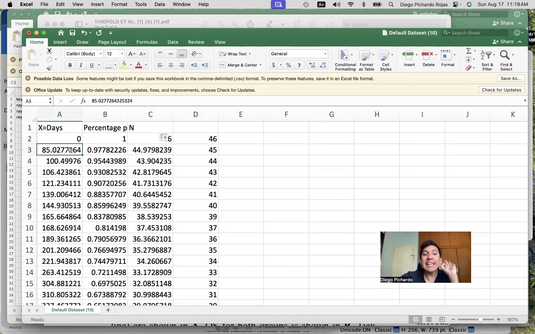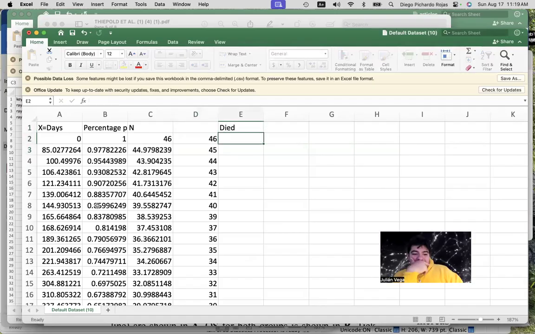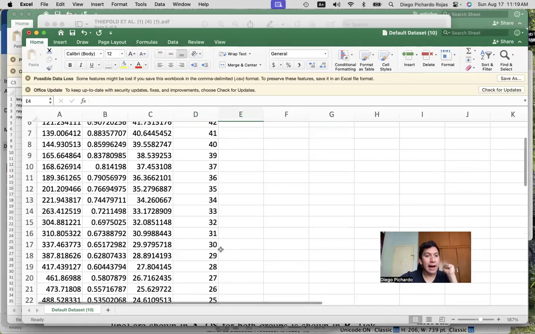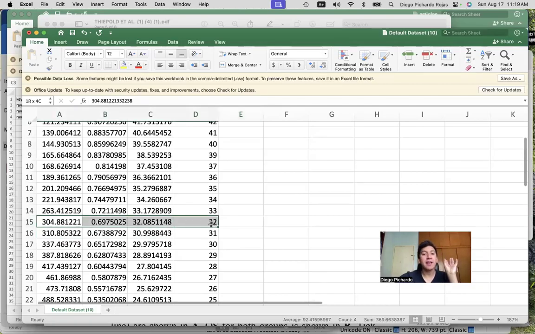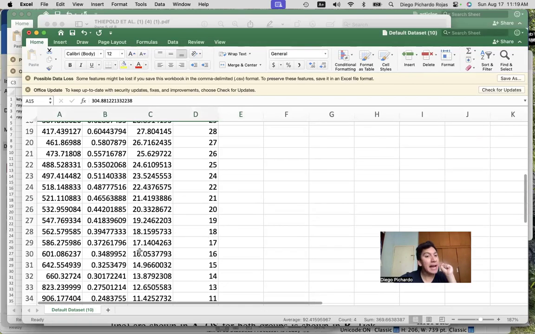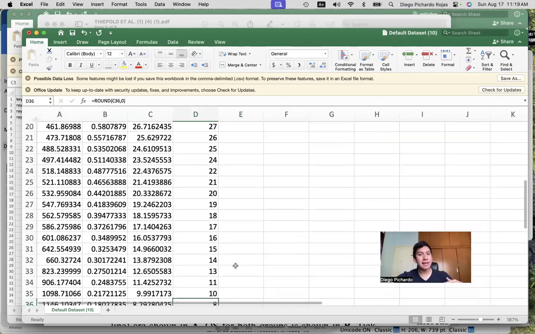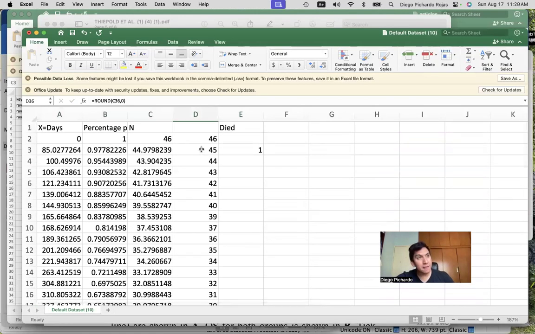So now notice what we got. We know that at 85 days, we have 45 patients. So that means how many died from the original 46? One. Exactly. One died. Sweet. Now we know that at 300 days, there were only 32 alive. We now know that at 1,146 days, there were only 8 people alive. So that means that the other 38 died. Dude, this is so cool.